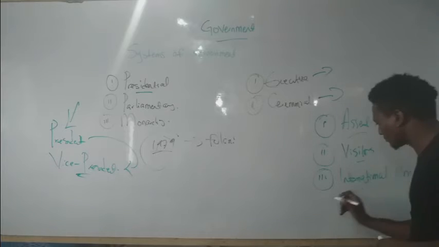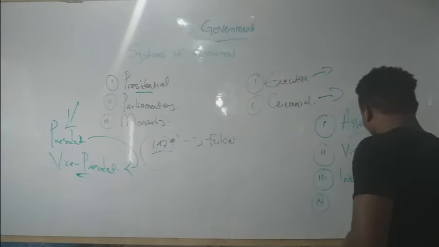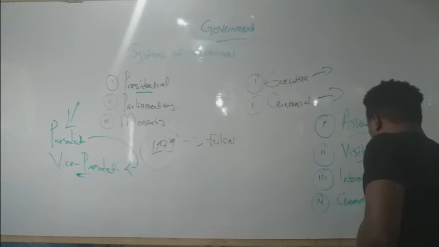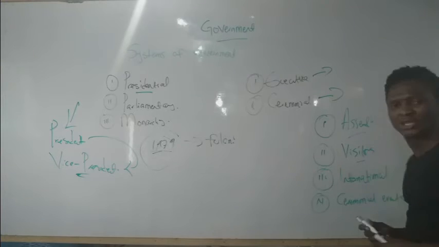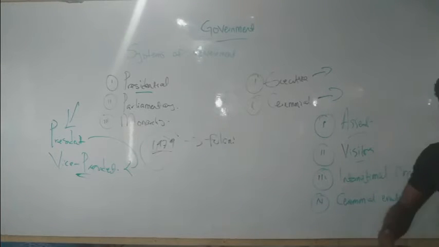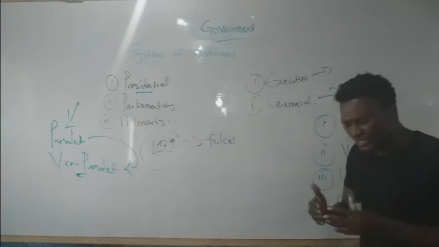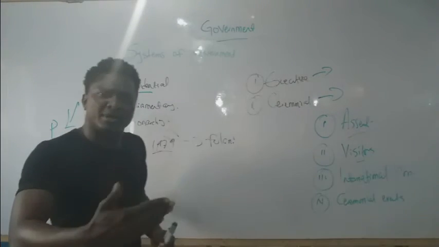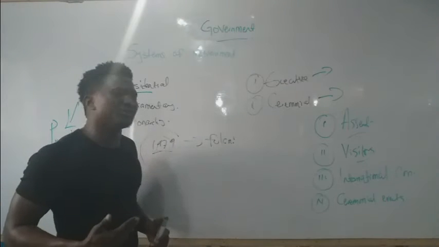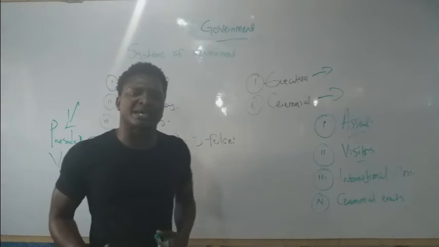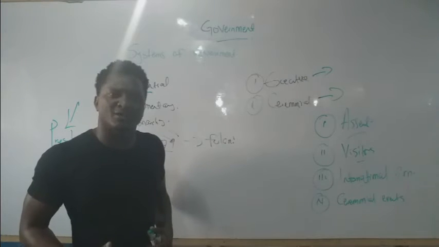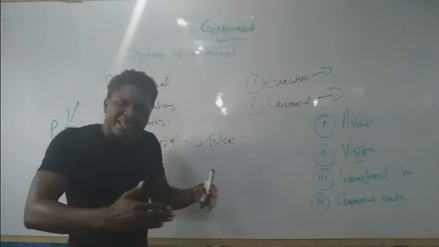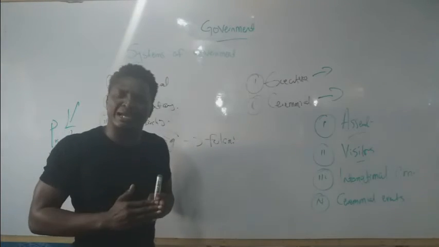Number four. Ceremonial events. The president attends ceremonial events within the state framework. For instance, Independence Day events, being present at March Past. These are some of the events that the president attends in his ceremonial capacity.